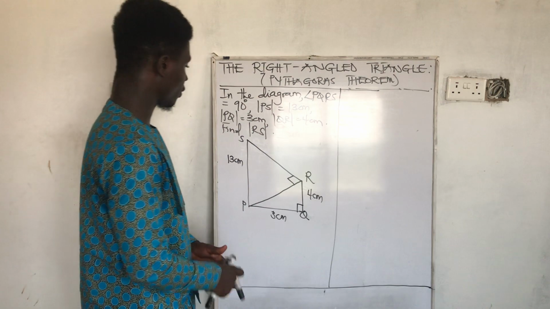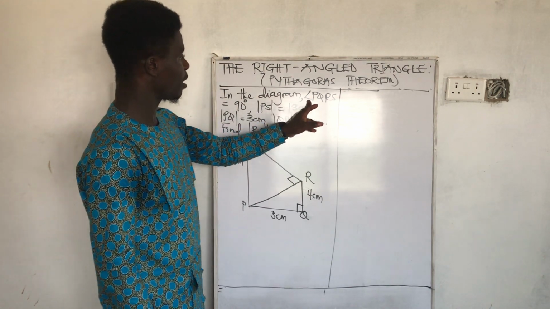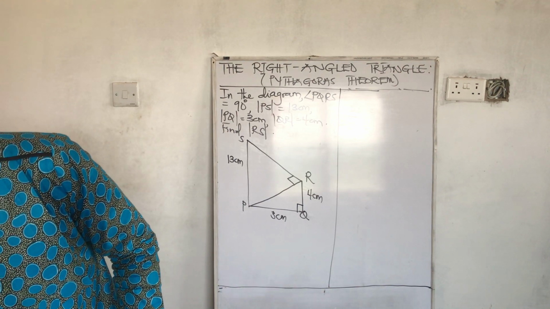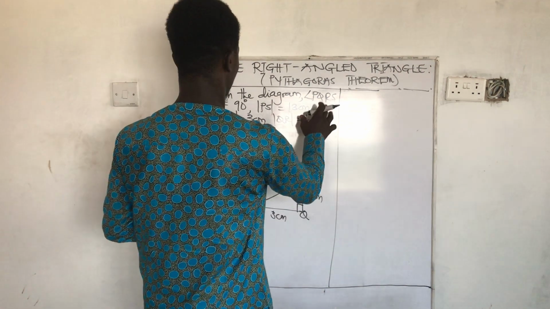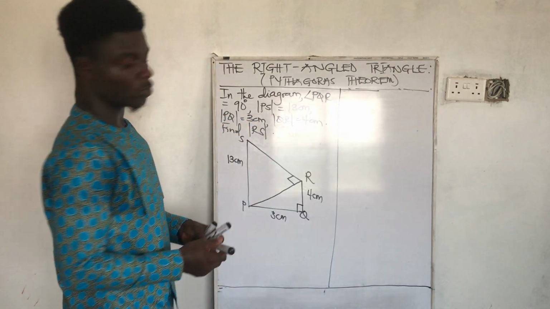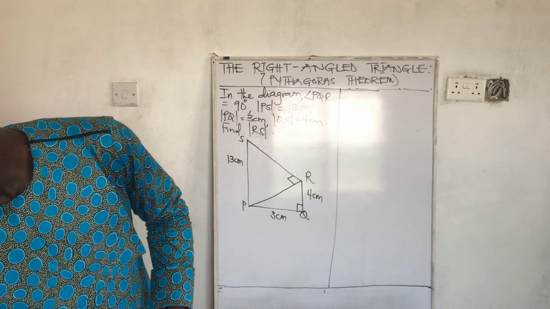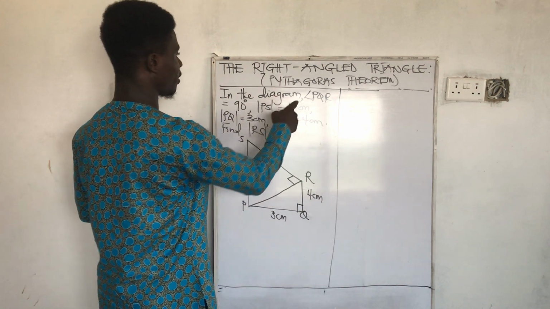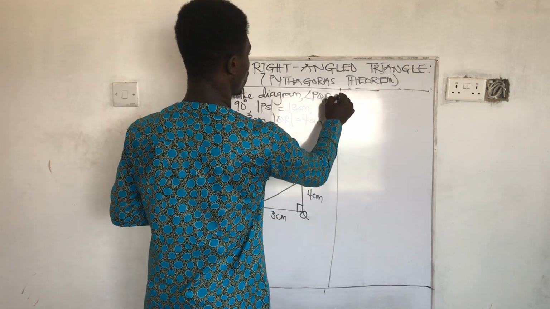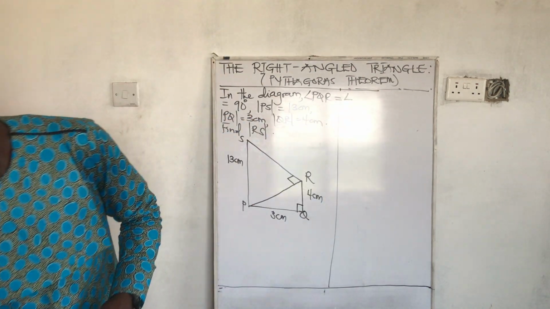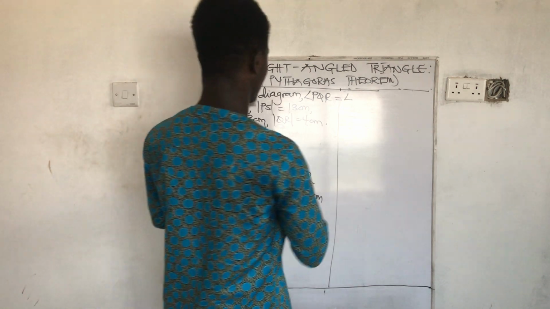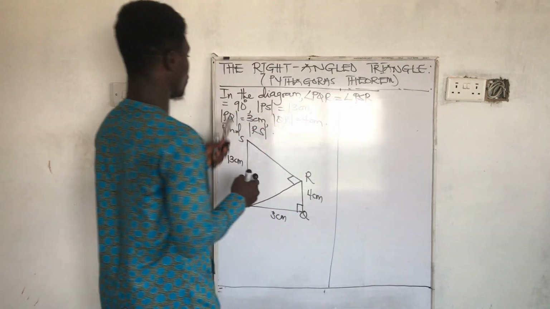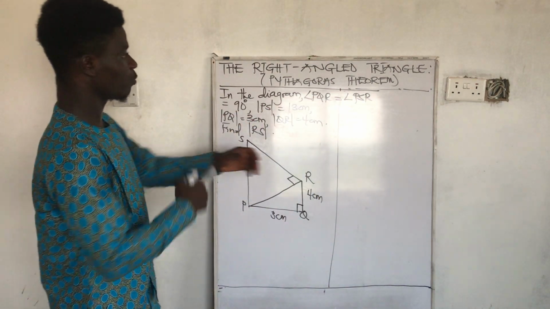Alright, so we have a question on the board. In the diagram, angle PQR equals 90 degrees, and angle PSR is also equal to 90 degrees. Alright, sorry for that.